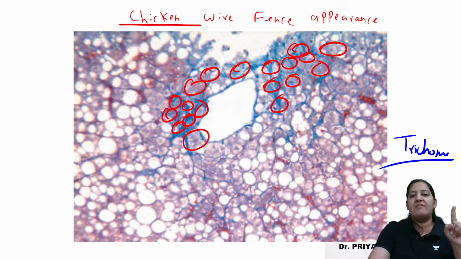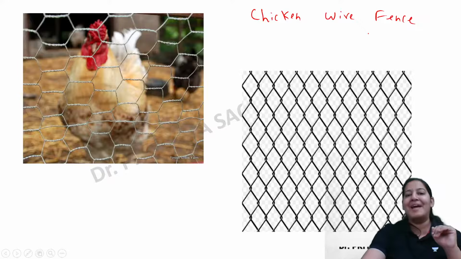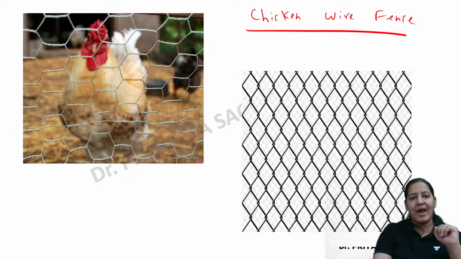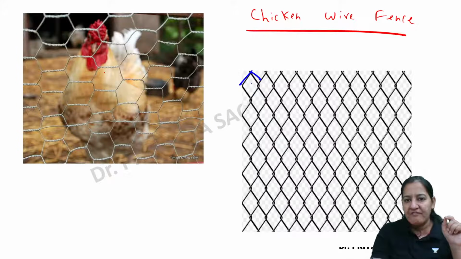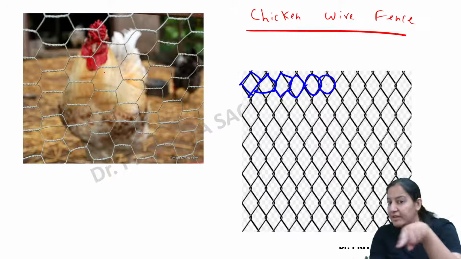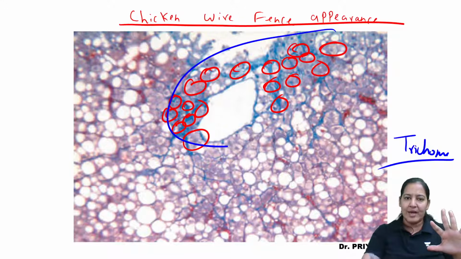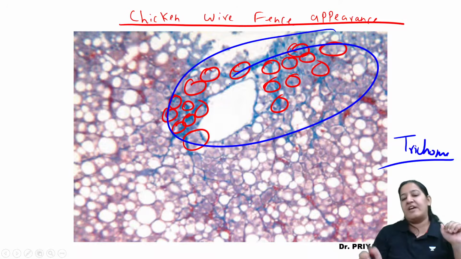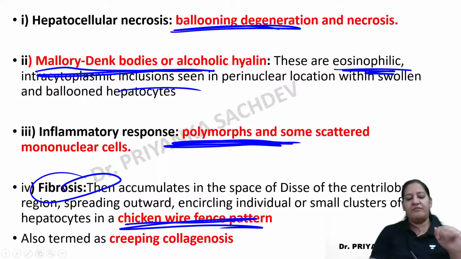Now, this is known as chicken wire fence appearance. What do you mean by chicken wire fence? Nobody knows this. What is a chicken wire fence? The cage of a hen, right? So have you seen the hen's cage? How does it look? Chicken wire fence. So it is like the fibrosis around individual cells. It is looking like that. So this appearance is known as chicken wire fence appearance. It is seen on trichrome stain. So these are the 4 findings.